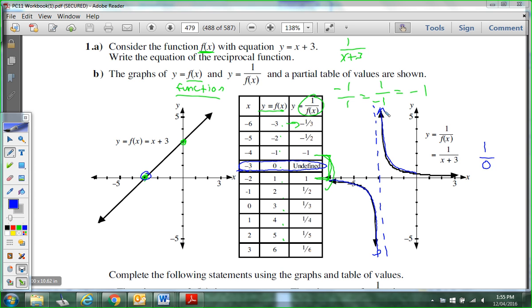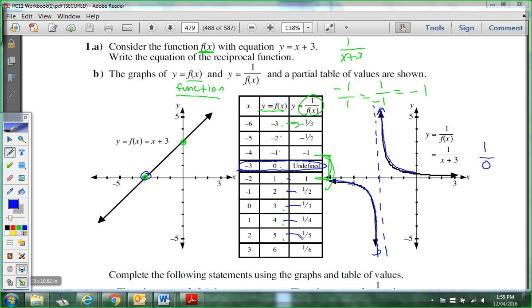Because it can't be -3, excuse me. Can't be -3. That's why it's undefined. And then you can see, here's my other invariant point. And then again, 2 1/2, 3 1/3, 4 1/4, etc. So that's kind of a good rundown of what's happening with the graph.